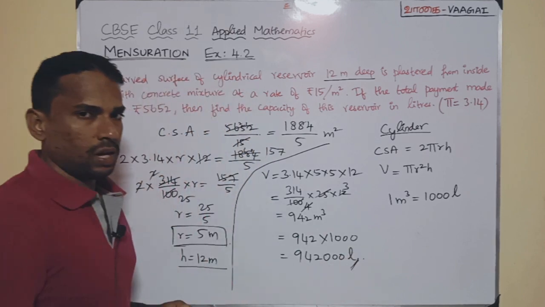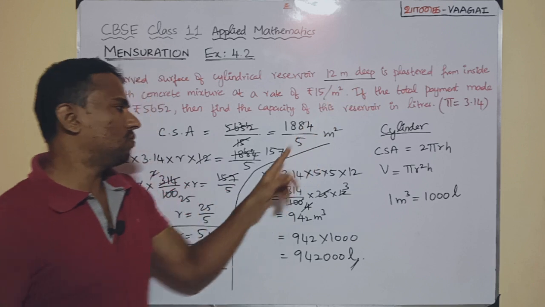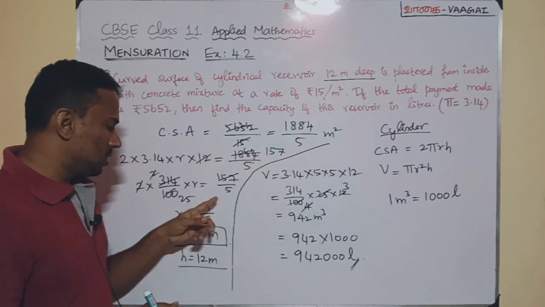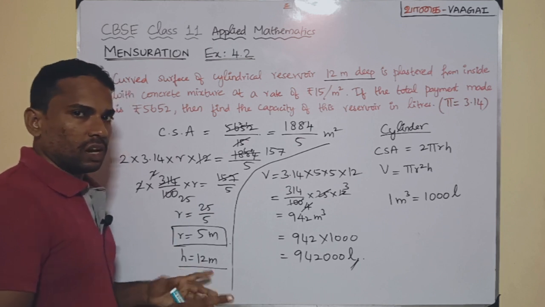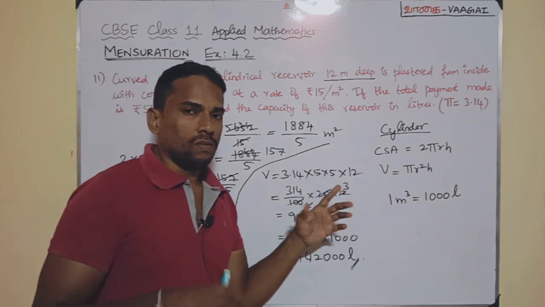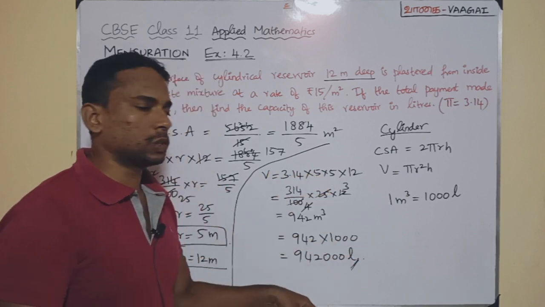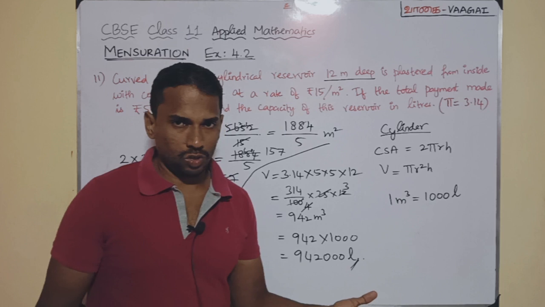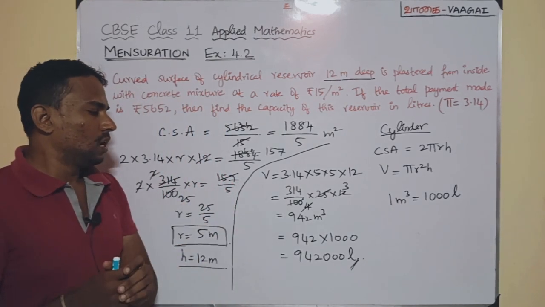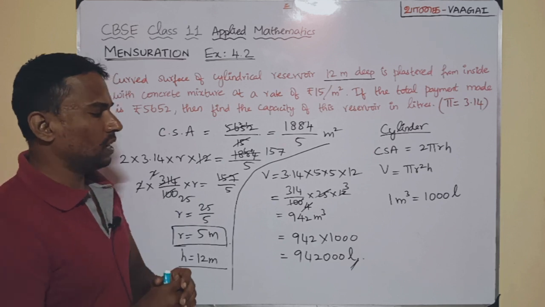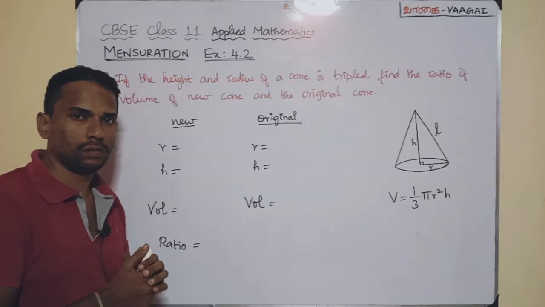This is the answer. Okay, yes. So what we actually do here is, first of all, with the given cost, we find out the CSA. With CSA, we solve for the radius. So we have the radius and height, both available with us now. With that, we just find the volume of this cylinder, and finally we express the volume in liters. That's all. So this is the overall process we are doing in this question. And yes, 9,42,000 liters is going to be the answer for your question number 11.